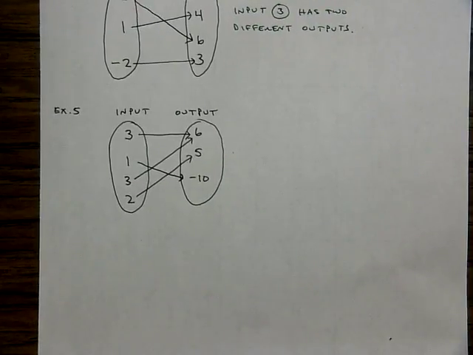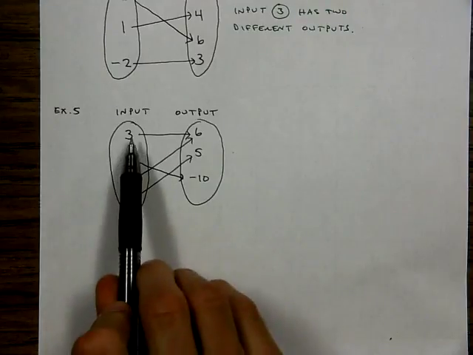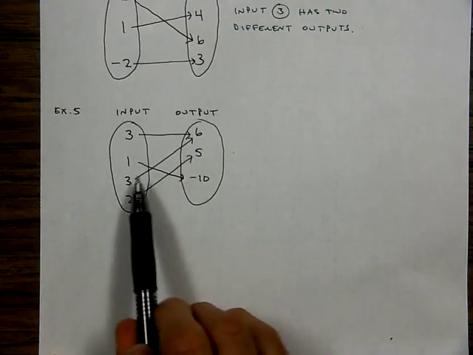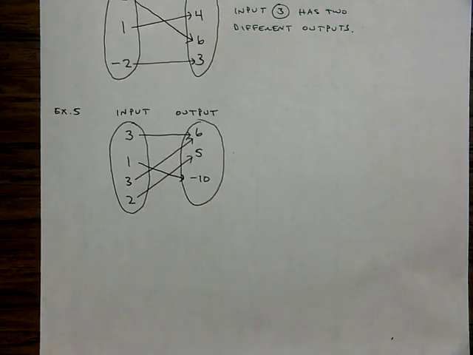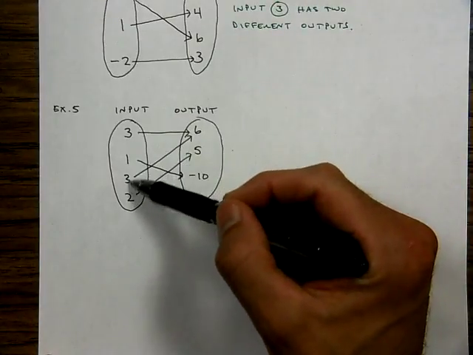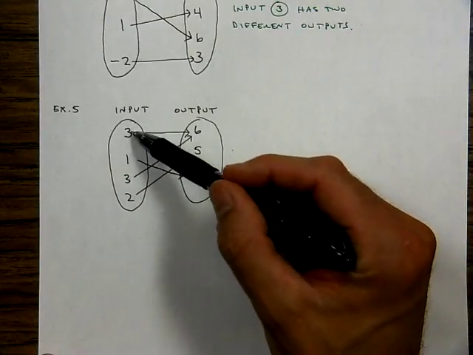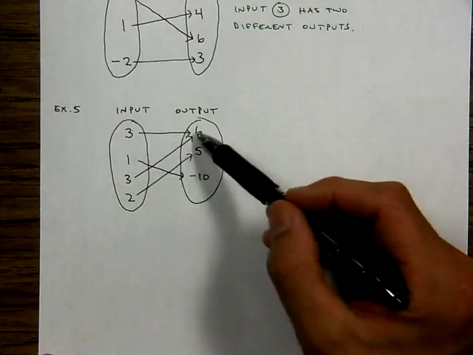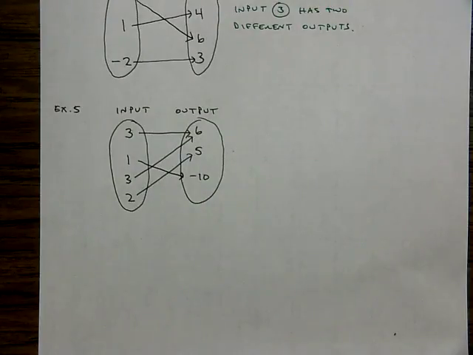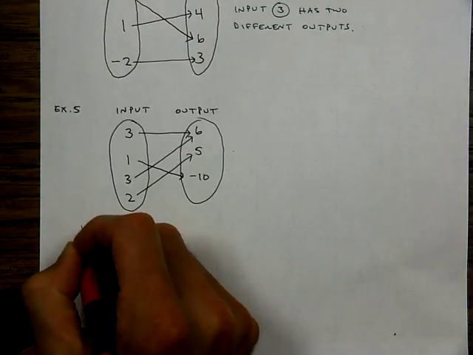All right, so if I look at the input and the output here, 3 goes to 6, 1 goes to -10, 3 goes to 6, and 2 goes to 5. Notice that I have an input that actually repeats, but it goes to the same output, so I am okay there. Because of that, each input does have exactly one output, and so this is a function.